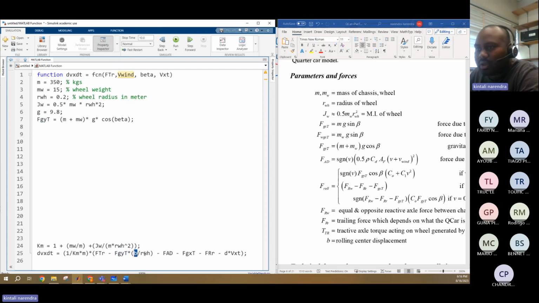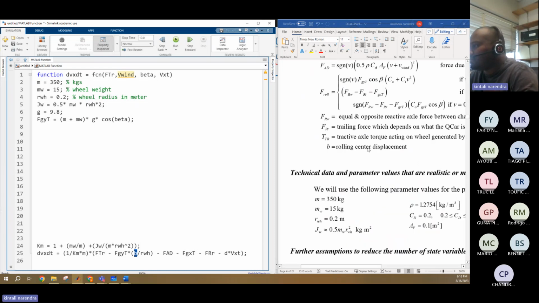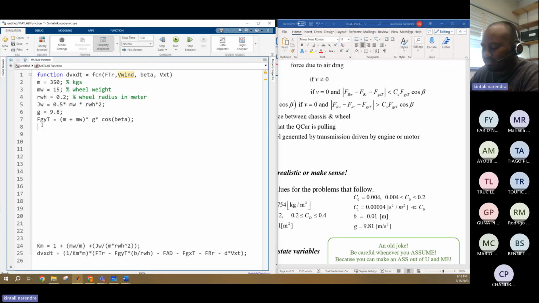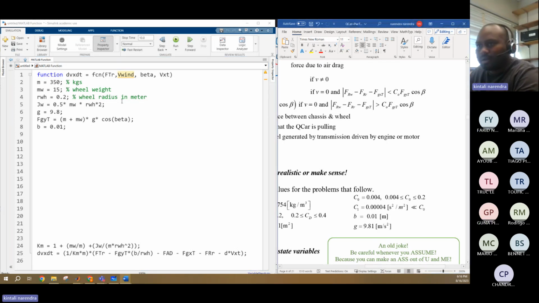Now you don't have B, and RWH you already defined. Now you need to define B. B is the distance. See, B is rolling center displacement, which is given by 0.01. So define B, B equal to 0.01. Gravity is 9.81. This is done. So B and RWH are done.